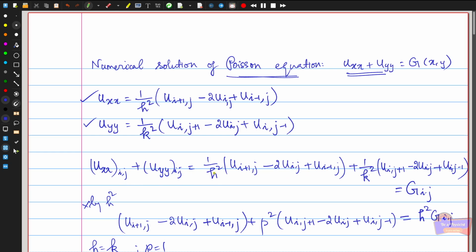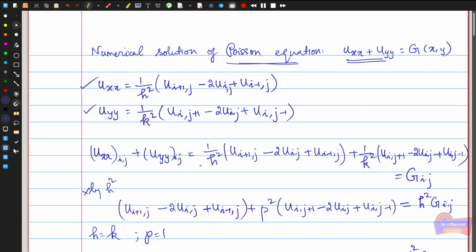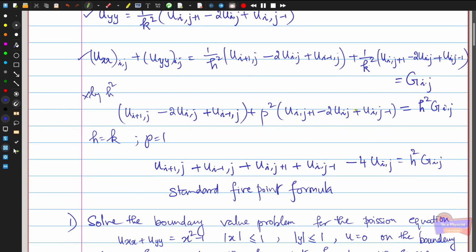To simplify this equation, I multiply it by h squared, so that the h squared gets cancelled, and you get h squared divided by k squared. On the right hand side, you get h squared times the function g of i comma j. I can replace h squared by k squared with a new variable p squared, and this is the formula. If I take a square mesh, then h is equal to k, so p will be equal to 1, and I can substitute these values here.